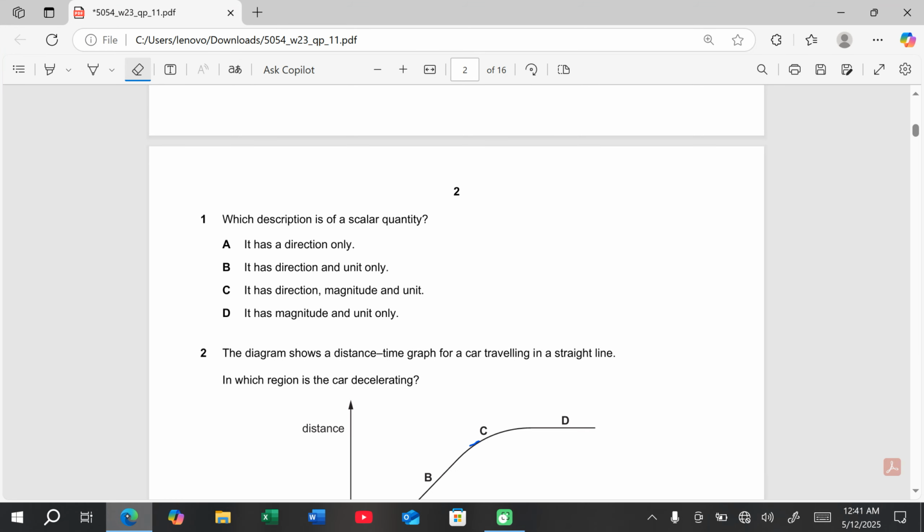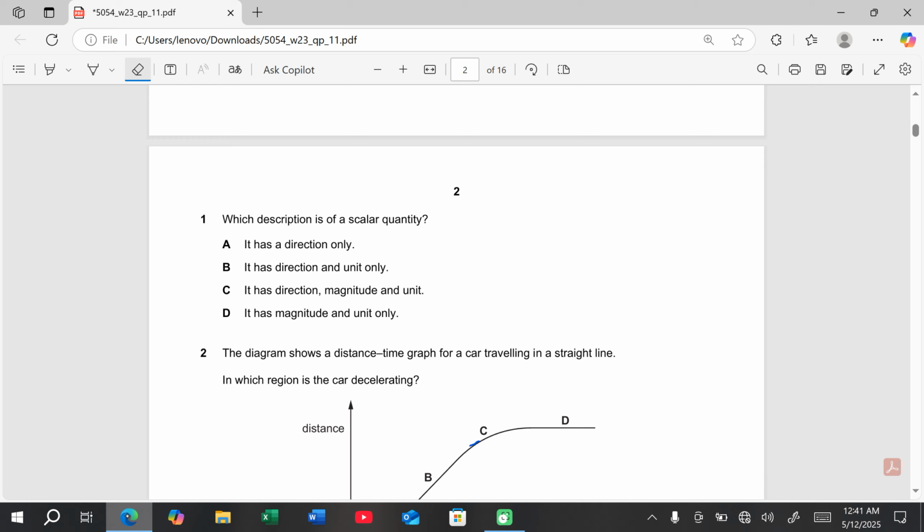Today we're going to discuss physics O levels 5054. The paper is winter 2023, October November 2023, Paper 1 variant 1. So question number 1 says which description is of a scalar quantity.